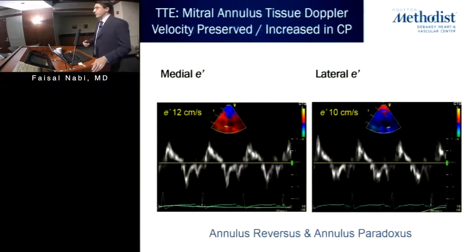Furthermore, supportive of constrictive physiology, normally on tissue Doppler, the medial mitral annulus tissue Doppler velocities are generally lower than that of the lateral wall. In this particular case, with constrictive physiology, you'll often see that the medial E prime is larger than the lateral E prime. This is called annulus reversus. And when we do our equation to figure out filling pressures, there's actually a paradoxical relation. There's an inverse relationship with filling pressures, and this is called annulus paradoxus.